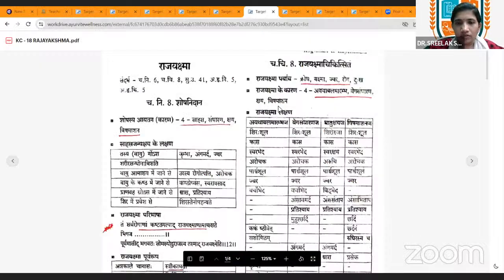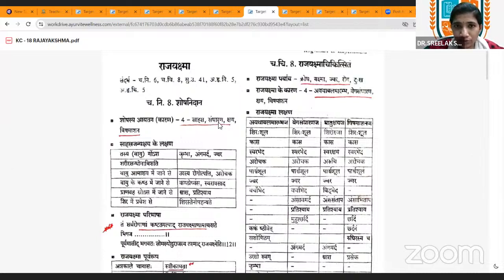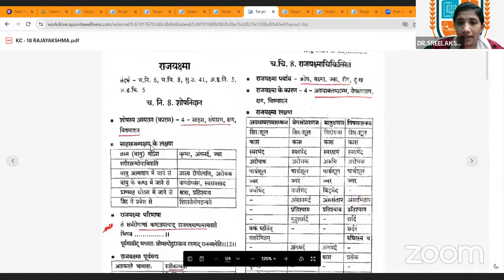So let's start the Rajyakshma. The points that you have to remember in the Rajyakshma are the 4 hetus of this Rajyakshma: Sahasa, Sandharana, Kshaya, Vishamashana. So these 4 are very important. And the paryaya or synonyms for this Rajyakshma are given in the Charaka Chikitsa: Kshaya, Yakshma, Jwara, Roga, Dukkha. This is also important.